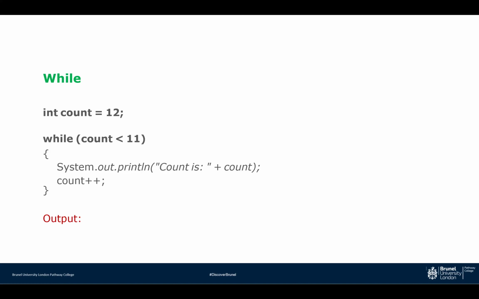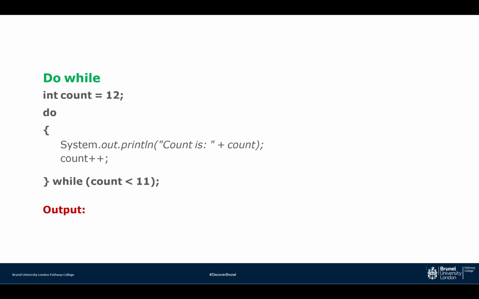Count is 12. I'm asking no condition. While count less than 11. Is it true? 12, is it less than 11? No. Then it will not go inside the while loop at all. The condition is false from the beginning. That's why we get nothing in the output. Do you understand? No, I'm asking you. Do you understand? Yes. Okay.